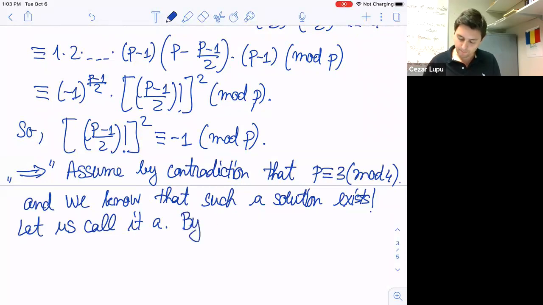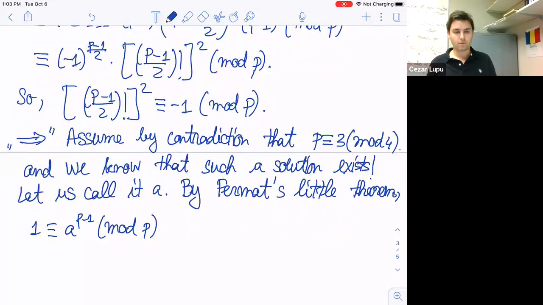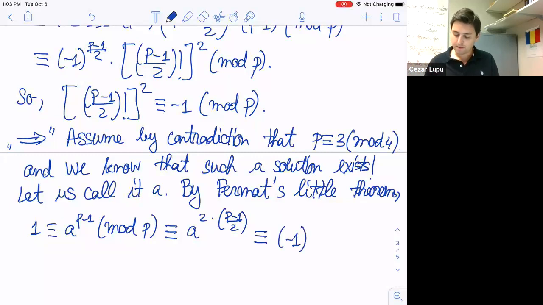So by Fermat's little theorem, we have the following. I'm going to write it in this way. So 1 will be congruent with a to the power p minus 1 mod p, right? But this guy, I'm going to write it in this way: a squared to the power p minus 1 over 2. Since we know that this is a quadratic residue, so it has a solution, a squared will be negative 1. So this will be negative 1 to the power p minus 1 over 2, which will be congruent with negative 1 mod p.